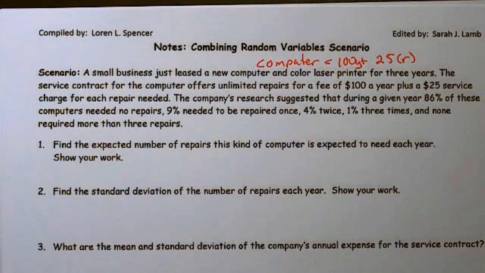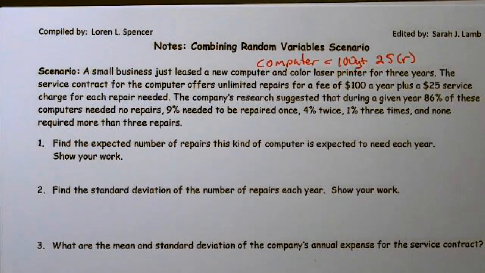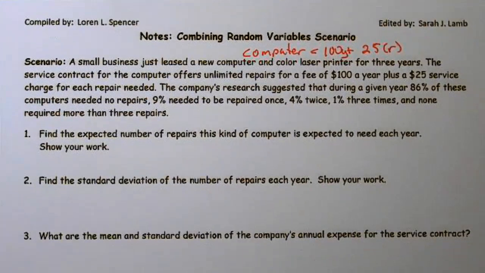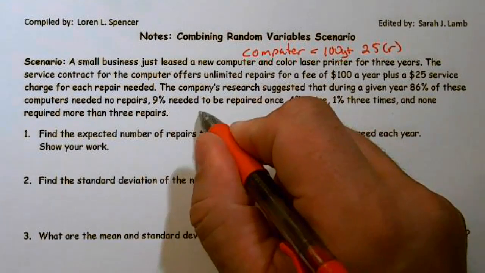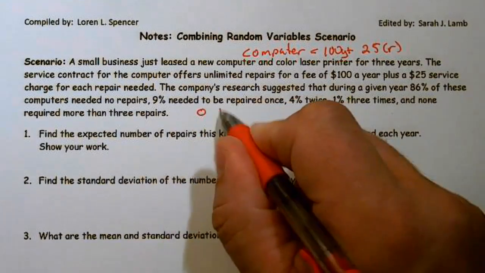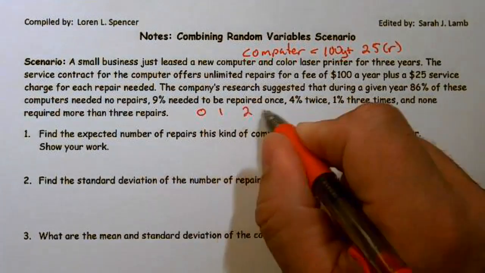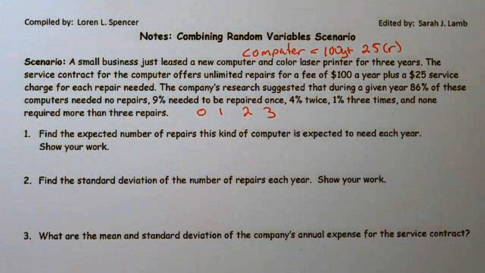The company's research suggested that during a given year, 86% of these computers needed no repairs, 9% needed to be repaired once, 4% twice, and 1% 3 times, and none required more than 3 repairs. So basically, we can have 0 repairs, 1 repair, 2 repairs, or a total of 3 repairs.